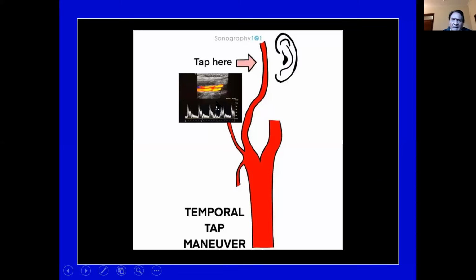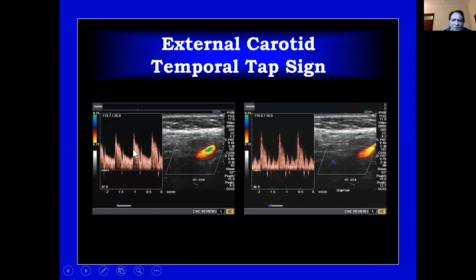This is called temporal tap. If in front of the ear you tap and you take the spectrum from the external carotid, there'll be slight notching. This is normal and this is after tapping. So in the early stages of your training, you may be confused which one is ICA and CCA. So this is one trick that you can use. Temporal tap.